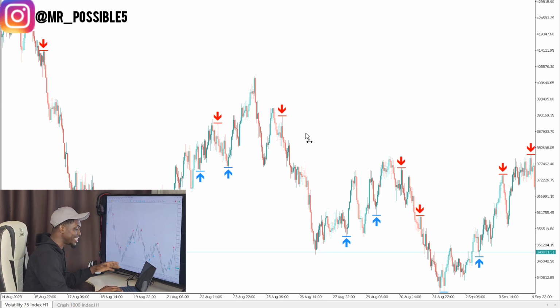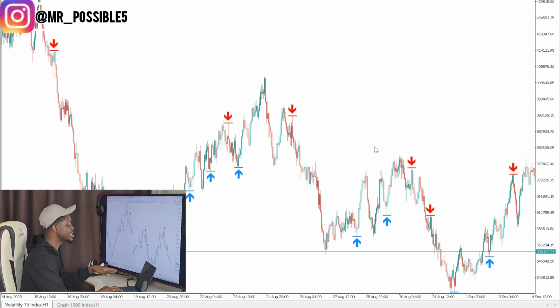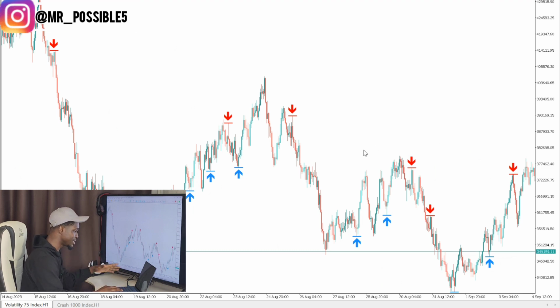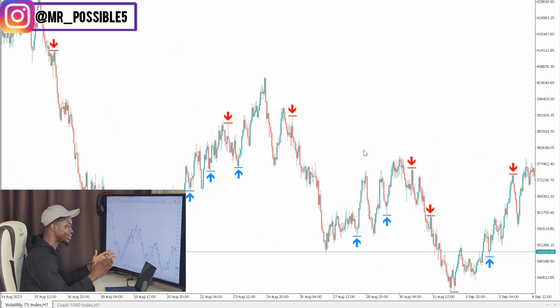Now what I need to do first of all is this. I just need to check my trend. That's the first thing I need to do. Immediately as I open the chart, even before placing the indicator, I just need to check my trend. If it's on a downtrend, it means I want to take sells only. If it's on an uptrend, it means I want to take buys only.